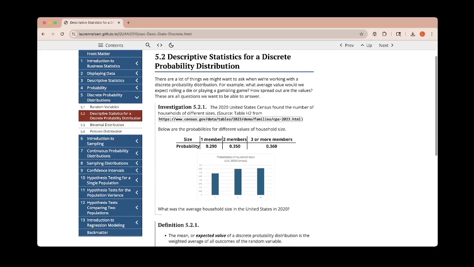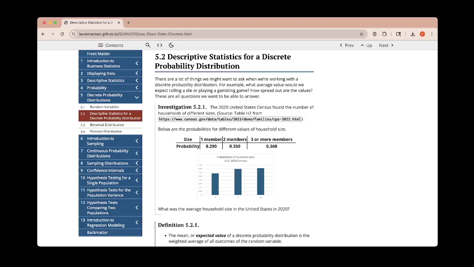So in this investigation, there's some data from the US Census, and they found the number of households of different sizes. And it only tells us, for different household sizes, what the probability of getting a household of that size was. It's not telling us how many of each household size there was. I want you to think about, if you look at this image or this little table here, what was the average household size in the United States in 2020?